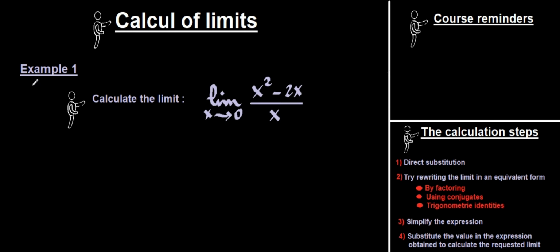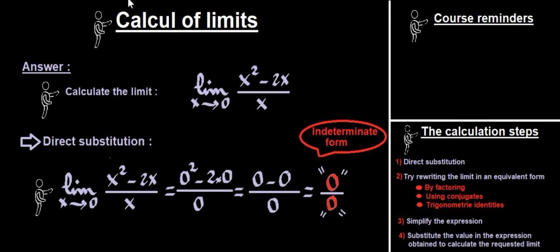Let's follow these calculation steps to calculate the limit as x approaches 0 of the expression x squared minus 2x divided by x. Step number 1. Make direct substitution. When we substitute the value x equals 0 in the expression x squared minus 2x divided by x, we get 0 divided by 0, which is an indeterminate form.